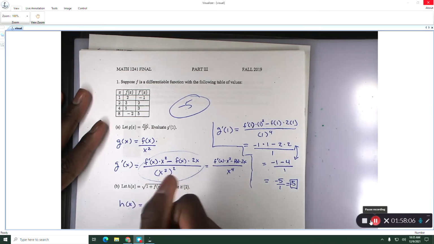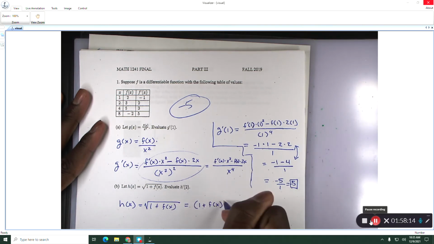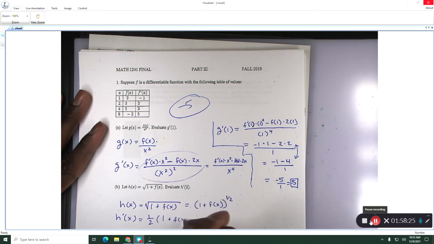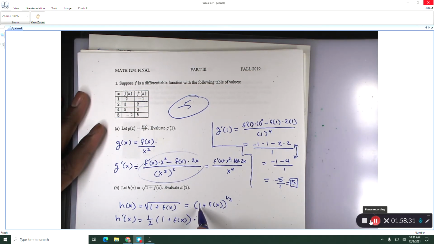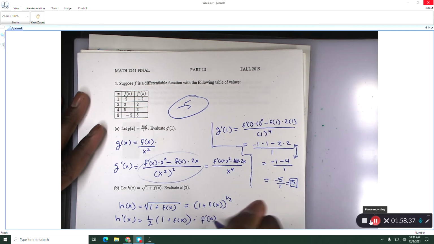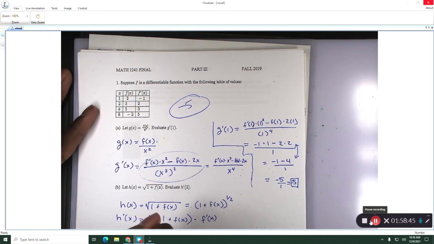H of x is equal to square root of 1 plus f of x. I'm going to actually rewrite this as 1 plus f of x to the 1/2 power. And when I take the derivative of this, I get 1/2 times 1 plus f of x times the inside function. I'm doing the chain rule here. Now, the derivative of 1 is just going to be 0 plus the derivative of f of x, f prime of x. Do not start plugging in before you take the derivative. Take the derivative first.